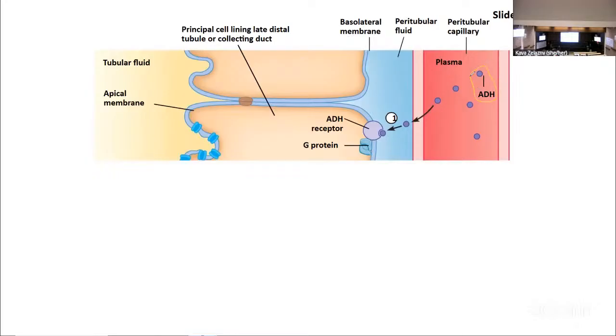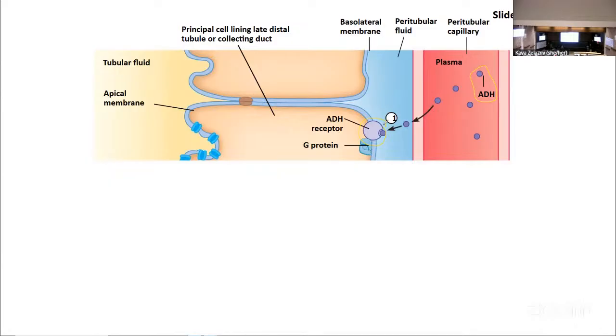So antidiuretic hormone is going to be present in the plasma, starting all the way down actually from your posterior pituitary. Okay. And once it's in your bloodstream, it can pass through our capillary endothelial layer and through this peritubular fluid and come into contact with the basolateral membrane, so that base of the cell. So we can see here that we have a receptor for ADH.